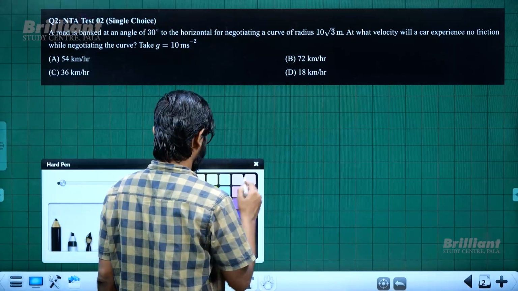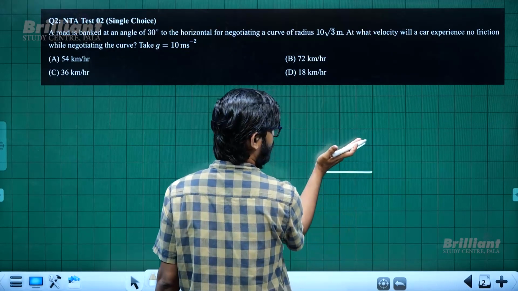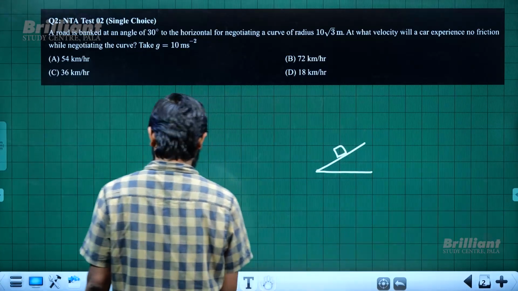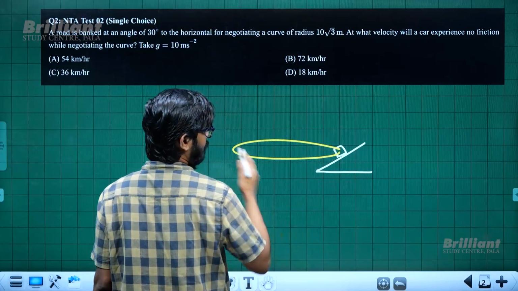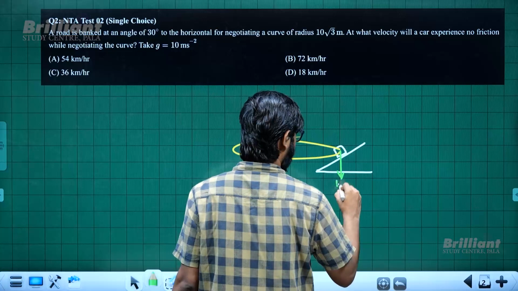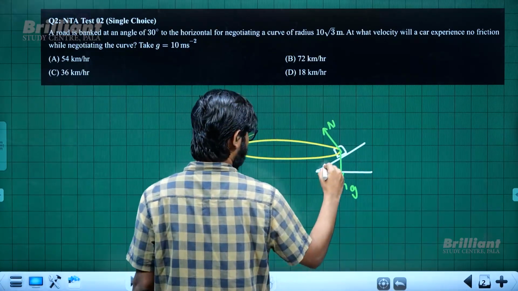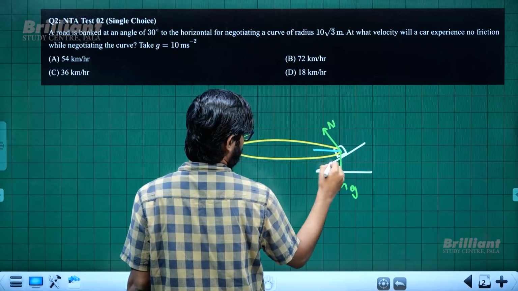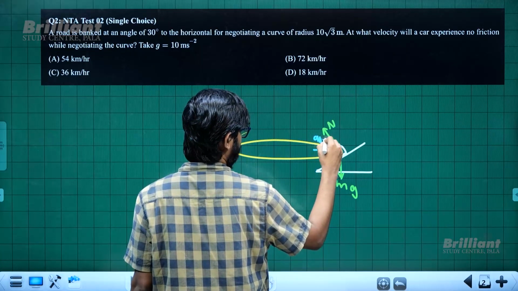So generally the road used to be like this, but now we will be tilting it. We will be making the road like this. Now there will be some vehicle here. That vehicle will be taking a turn, so you can visualize it as performing some kind of circular motion. Now if you draw the free body diagram of this block, there will be weight and there will be normal, where this angle is theta. If this angle is theta, this angle will be 90 minus theta.